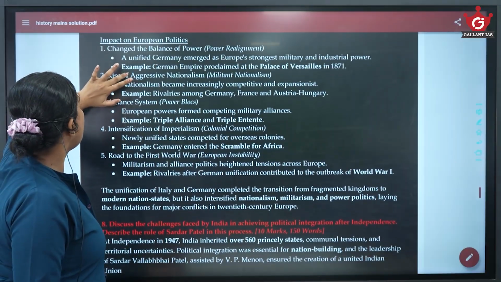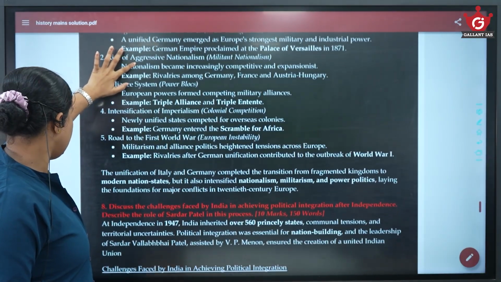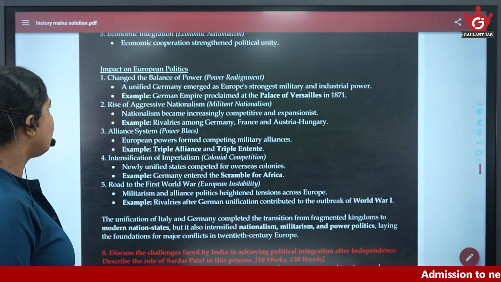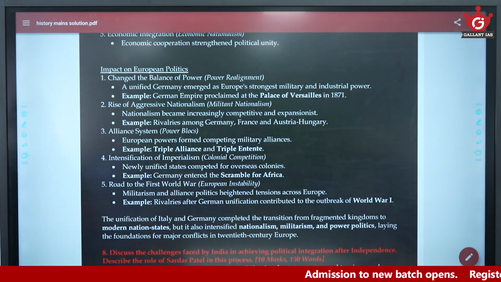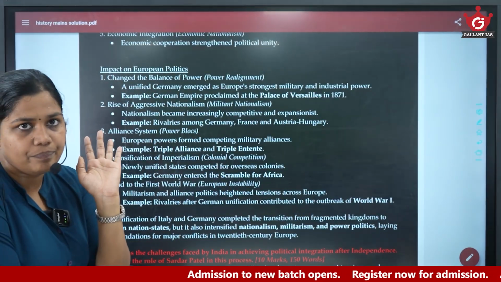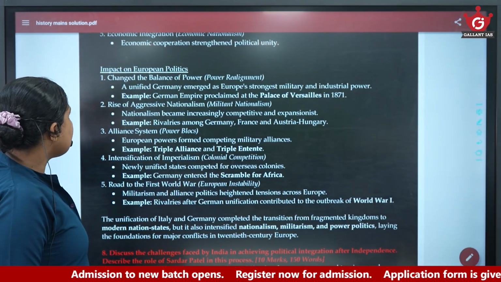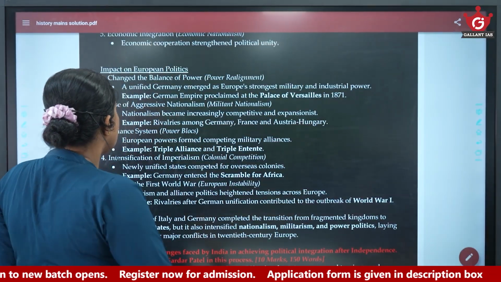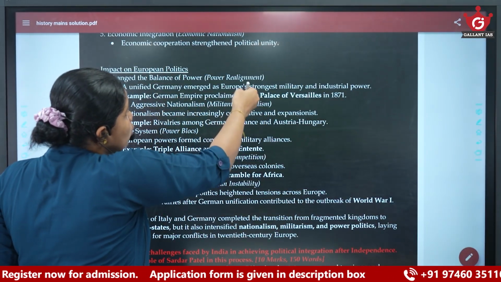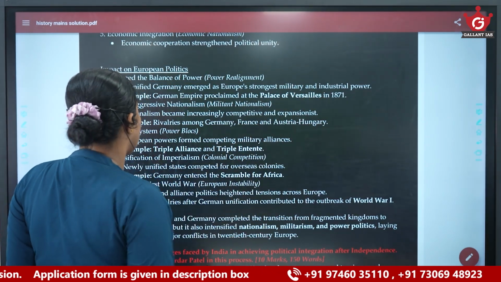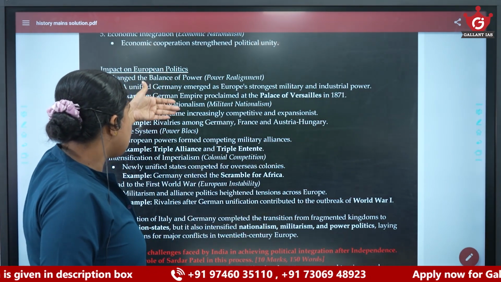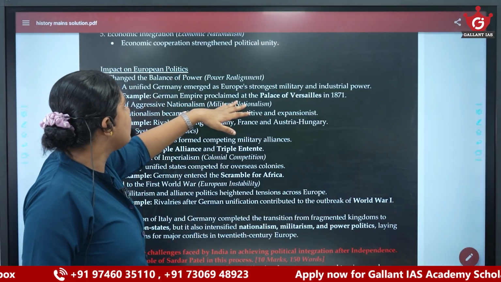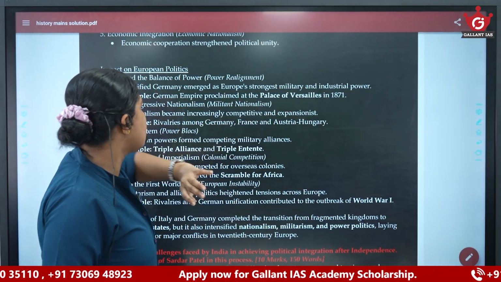Now we talk about how was its impact on European politics. Okay, see, this is one of the major movements, so it had huge impacts. First one, it changed the balance of power. A unified Germany emerged as Europe's strongest military and industrial power. For example, the German Empire proclaimed at the Palace of Versailles, you can give this example.